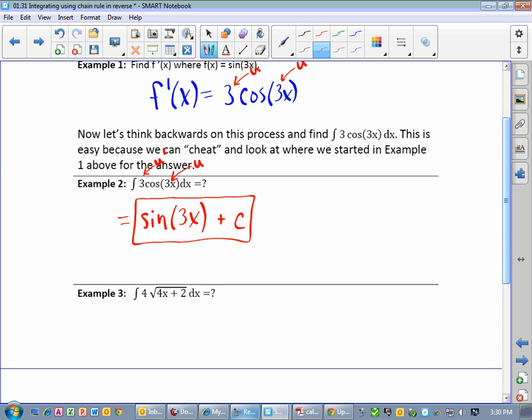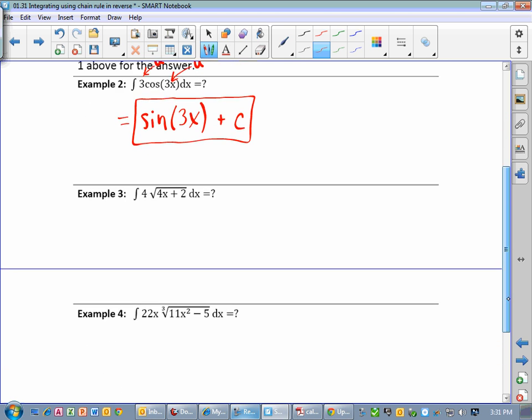Now think about this for a second. Again, if we take the derivative of sine of 3x using the chain rule, the derivative of sine is cosine, the inside stays the same, and we multiply by the derivative. So when we integrate, we need the derivative of the inside there. And then when we integrate, it goes away. We're kind of thinking backwards here. So let's do another example.